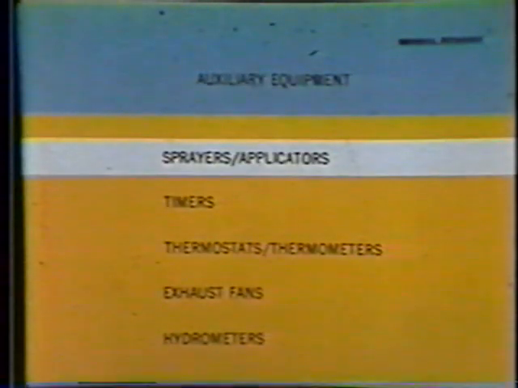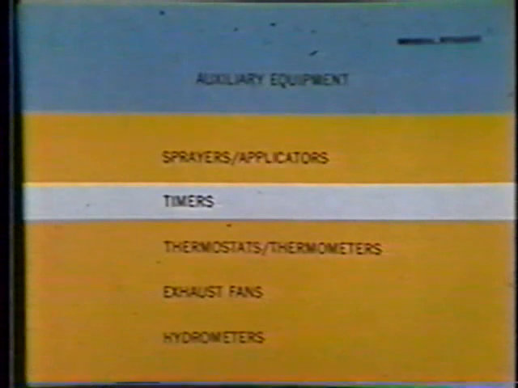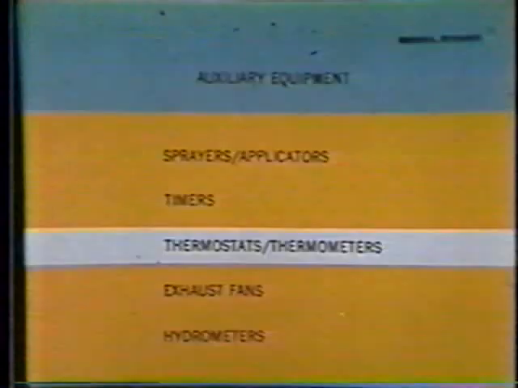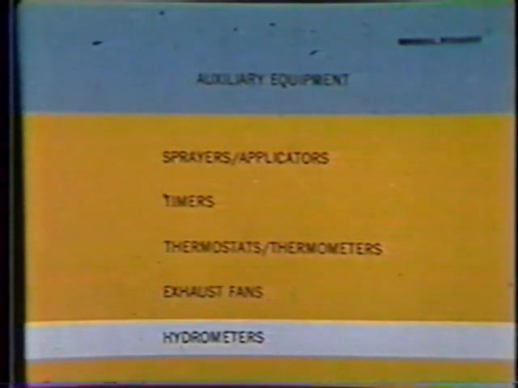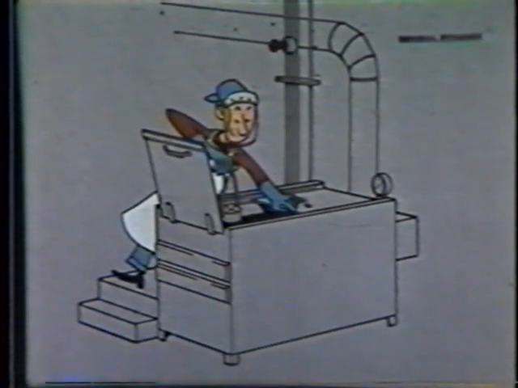Auxiliary equipment includes handheld sprayers and applicators, timers to monitor penetrant and emulsifier dwell times and to control drying times, thermostats and thermometers to control temperature of penetrant materials and drying ovens, exhaust fans to remove fumes and dust, and hydrometers to measure the specific gravity of wet developers. And many systems have pre-cleaning and post-cleaning stations to prepare specimens for test and to remove penetrant materials after test. More about cleaning, test procedures, and interpretation of indications in Part 2.